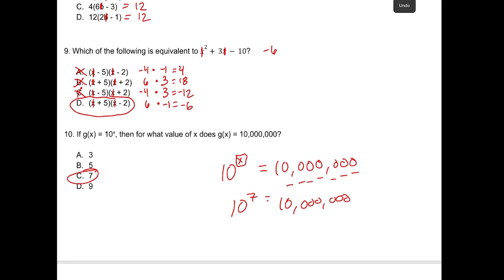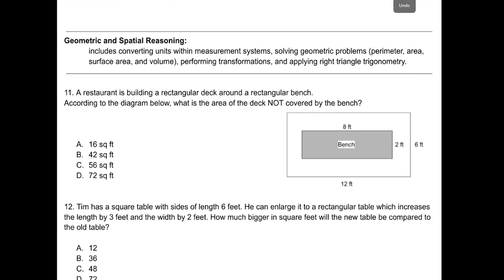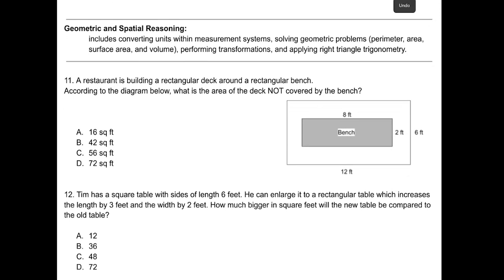And that about does it for the algebra section. Let's move on to geometry. Number 11 says a restaurant is building a rectangular deck around a rectangular bench. According to the diagram below, what is the area of the deck not covered by the bench?